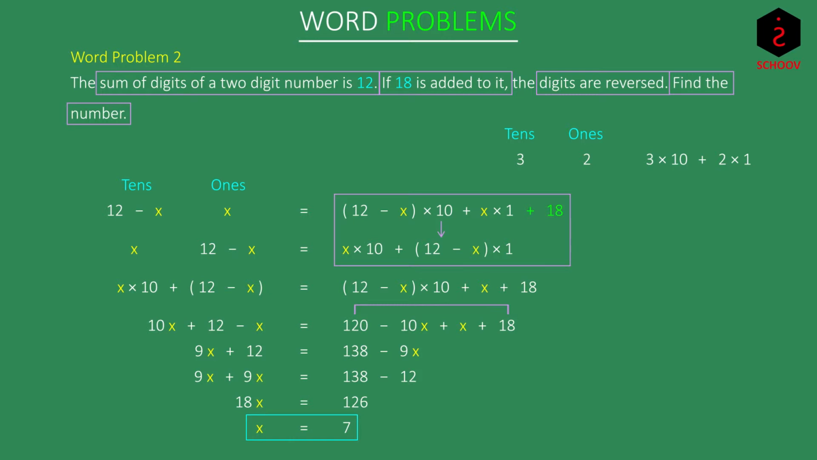Look at the top. In the original number, x is ones. So ones is 7. And tens is 12 minus 7, 5. Hence the number is 57. Is the answer correct? So reverse 57. We get 75, which is clearly 18 more than 57. Hence the answer is correct. Alright, next problem. Word problem 3.